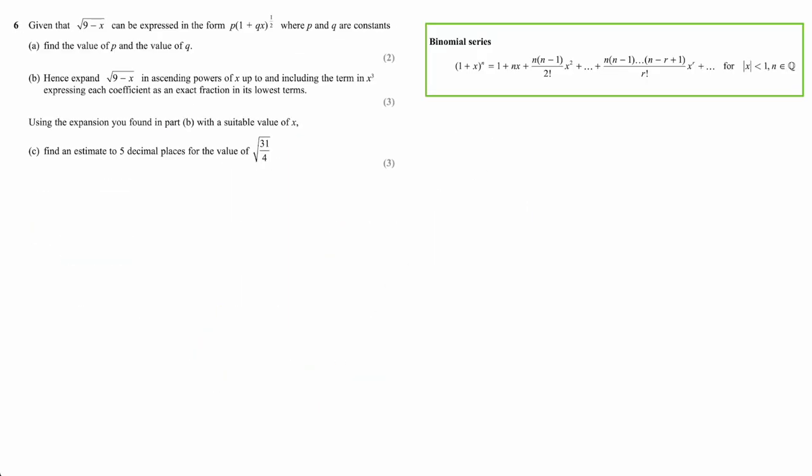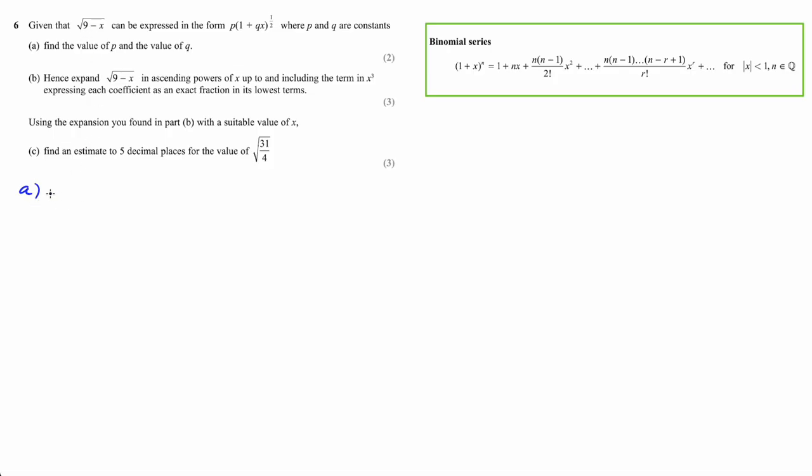Question 6. Given that root 9 minus x can be expressed in this form, find the value of p and q. Okay, so basically put this in this form, guys. I don't think this is too bad. This is 2 marks. I'm going to basically take out this 9, guys.